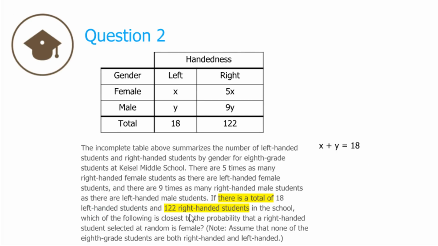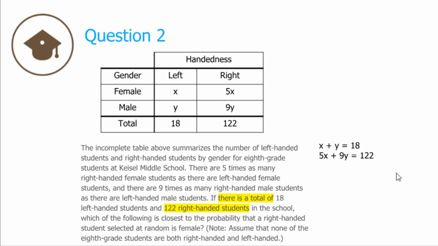All right, we also know that there's a total of 122 right-handed students in the school, which again is given to us here. And again, we can read straight down the column to make a new equation. If there are 5x right-handed female students and 9y right-handed male students, we can add those together to get all 122 total right-handed students. Whew! Kind of a mouthful.